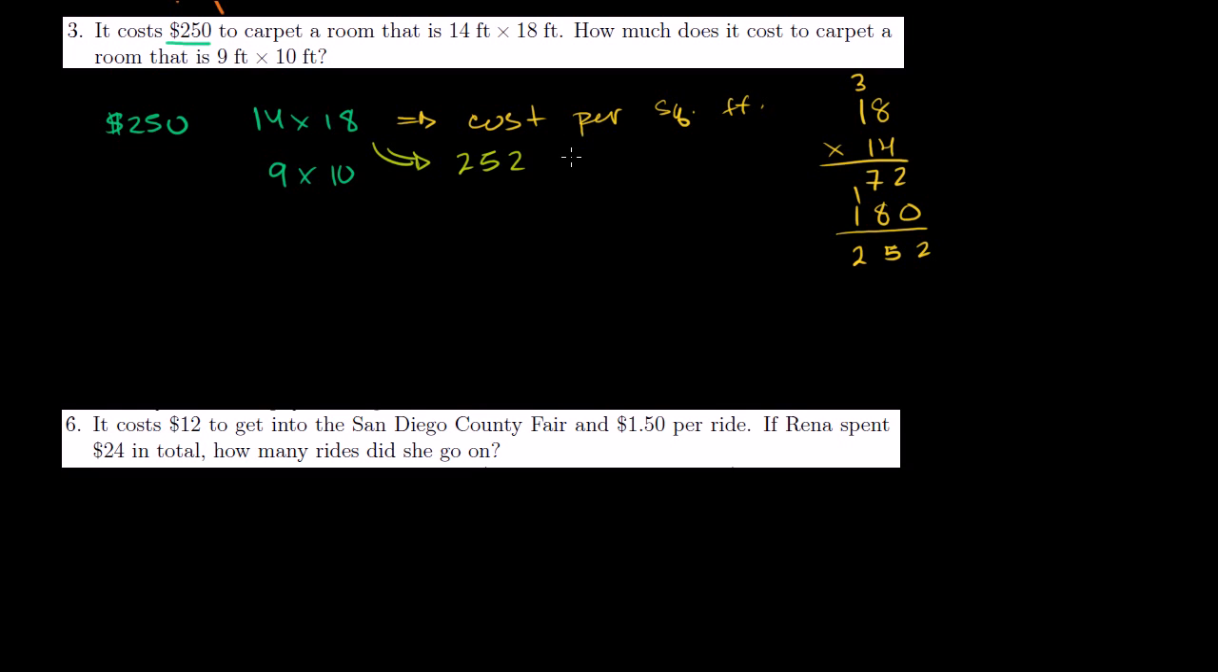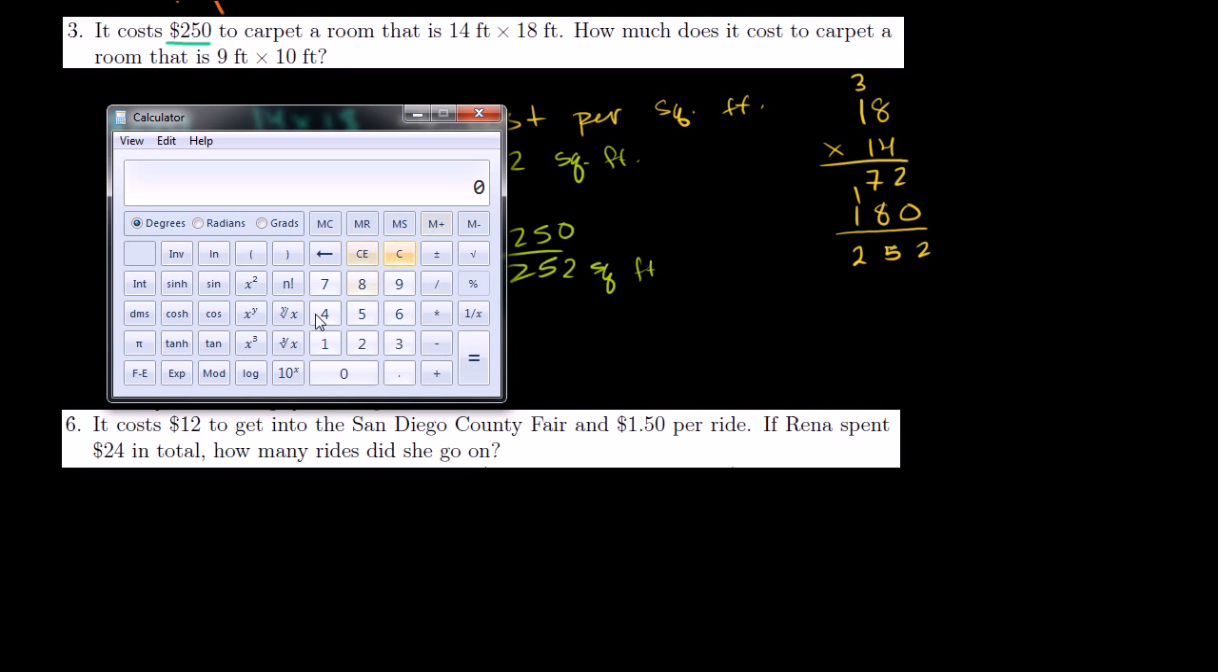252 square feet, which is kind of a strange number. It's almost exactly $1 per square foot, but not exactly equal to $1 per square foot. So if you want to know per square foot, they charged us $250 for 252 square feet. So it's going to be a little bit less than $1 per square foot. Let me confirm my math. So you have 18 times 14 is equal to 252. And then they're charging us $250 for 252 square feet. So it's like 99.2 cents per square foot.